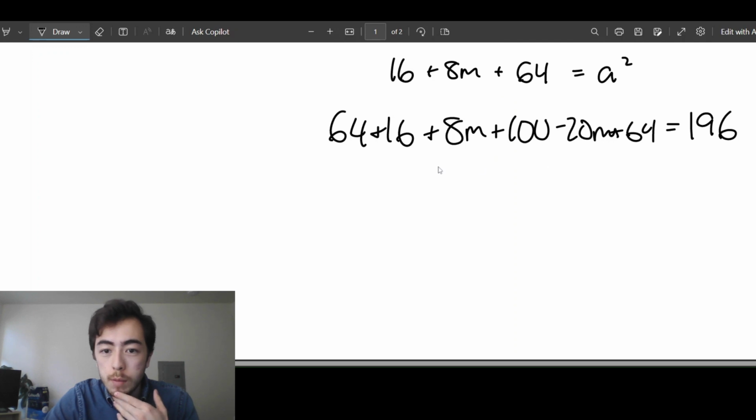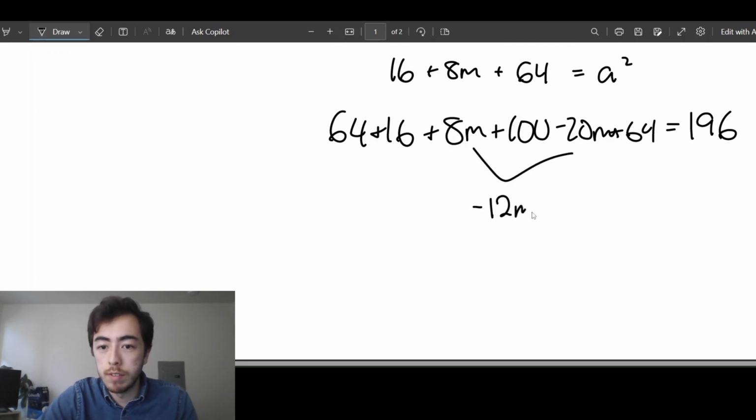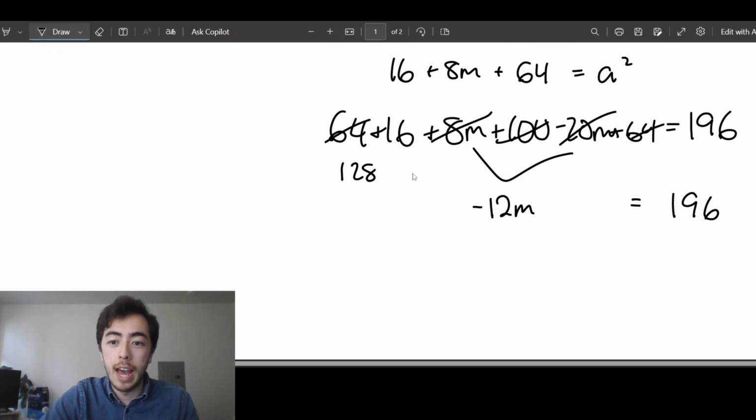All right, combining my like terms, these two together are going to create a negative 12m. I can cross those off. Then I have 64, 64, 16, and 100. And I'll keep the 196 on this side for now. 64 and 64 make 128. Adding on the 100 is a 228.